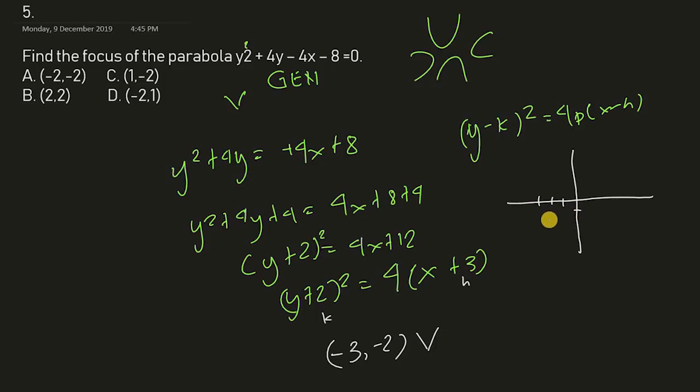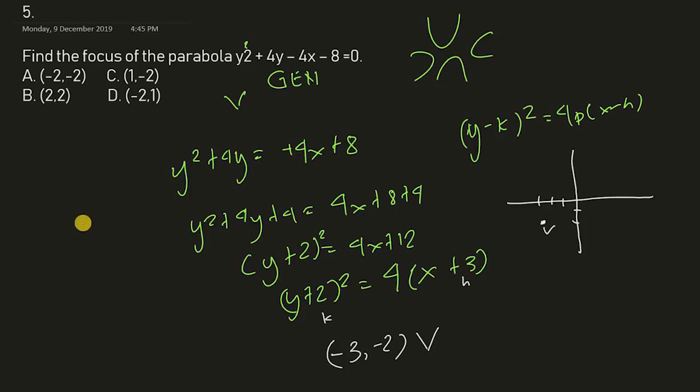1, 2, 3, and 1, 2. Andito yan, guys. Okay, so that's our vertex. Now, take a look at our equation.